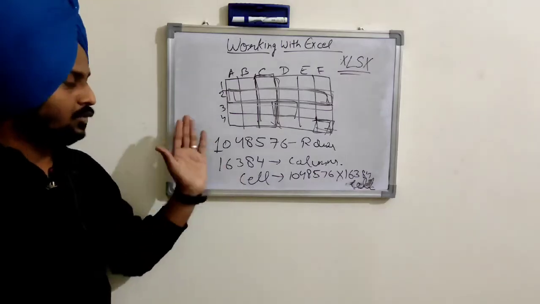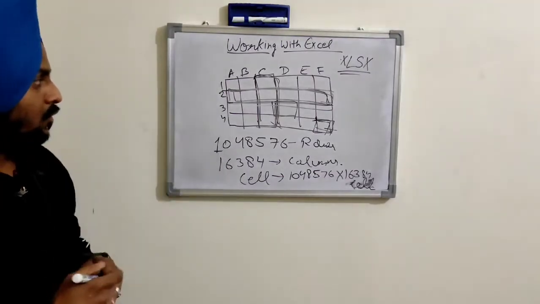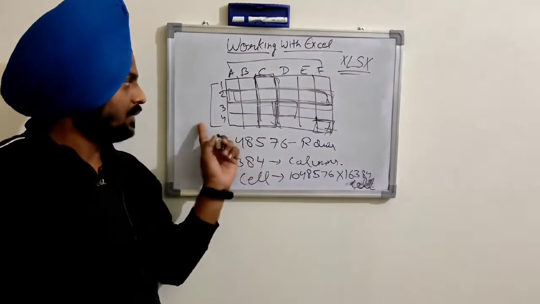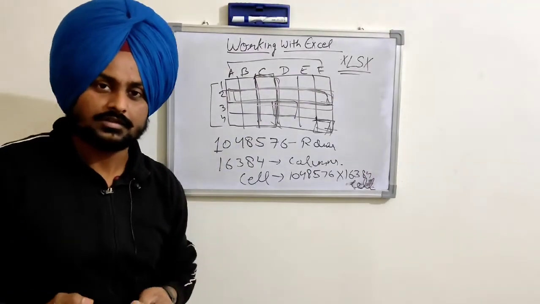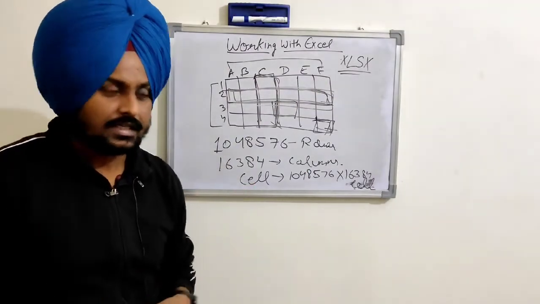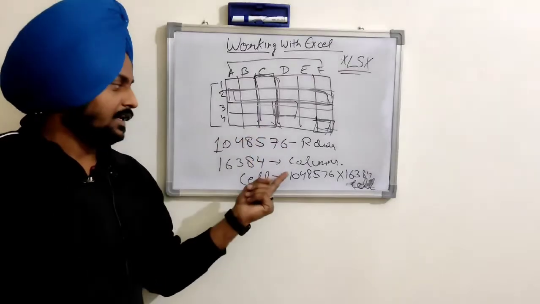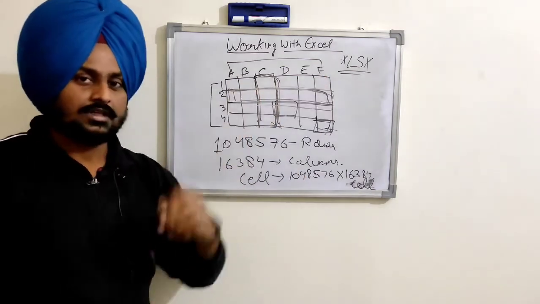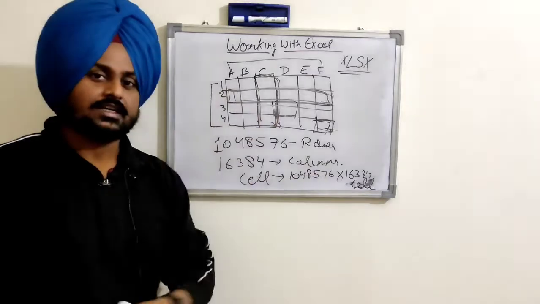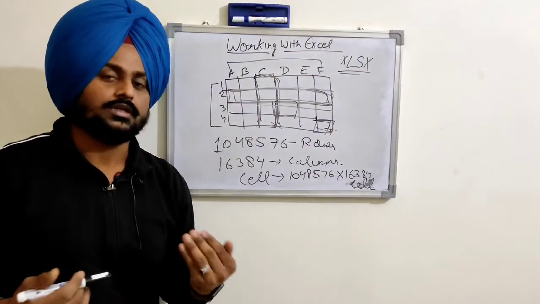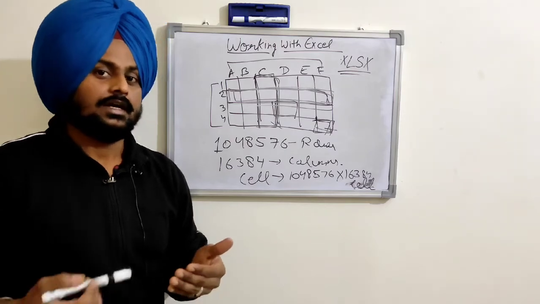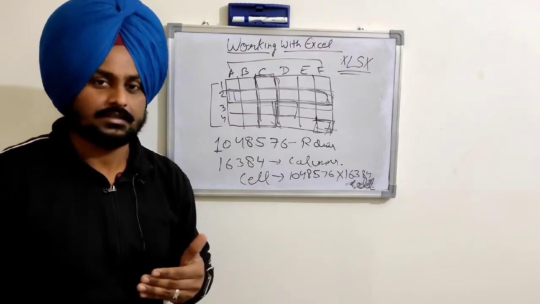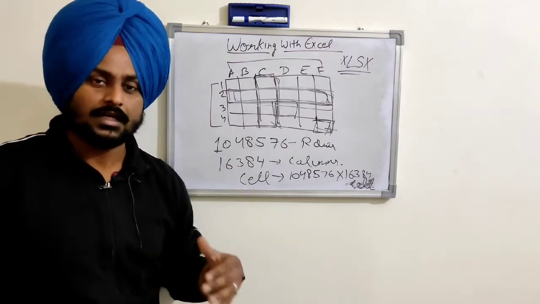So this is the introduction. Rows are in numbers, whereas columns are in alphabets. Clear? Rows are in numbers, columns are in alphabets. Now again, one question may be running in your mind: if the number of rows is 10,48,576 and there are 16,384 columns, how will these characters be managed? Because the letters we get in English are only 26. In computer terms they are called characters; in English grammar they are called letters, so I am always saying characters. Clear?